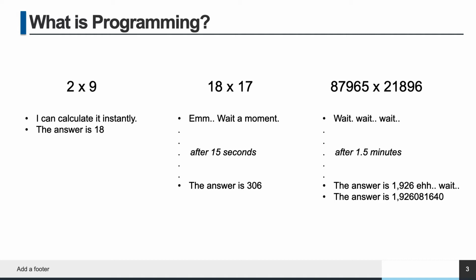Now, how about you try to multiply a 5-digit number with another 5-digit number? If you do it on paper, you are going to spend more than 1.5 minutes to perform the calculation. You still can solve it manually, but it takes a longer time with a higher chance of making a mistake.